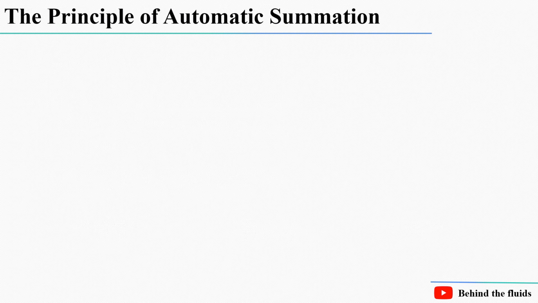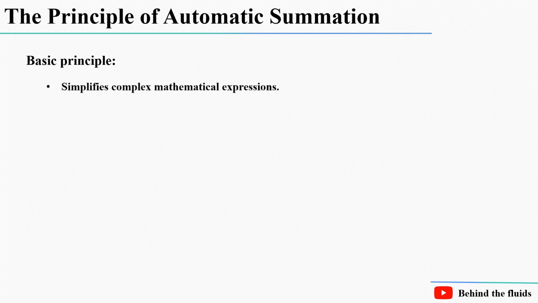The core idea behind ESN is the principle of automatic summation. Whenever you see an index repeated within the same term of an equation, it automatically means we are summing over all possible values of that index. This repeated index is referred to as a bound or dummy index because its specific value doesn't actually affect the final result. It's just a placeholder for the summation.